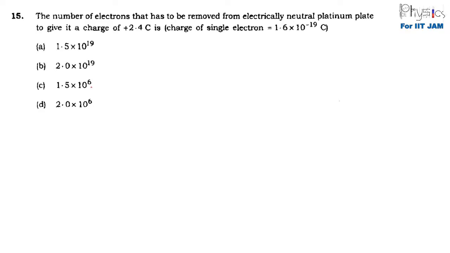So this is our next question. The number of electrons that has to be removed from an electrically neutral platinum plate to give it a charge of plus 2.4 coulomb is: option A 1.5 into 10 to the power 19, option B 2.0 into 10 to the power 19, option C 1.5 into 10 to the power 6, option D 2.0 into 10 to the power 6. And given is the charge of a single electron, 1.6 into 10 to the power minus 19 coulomb, as we know.